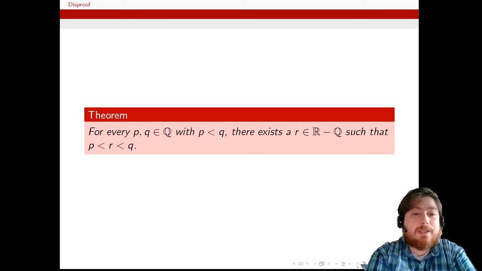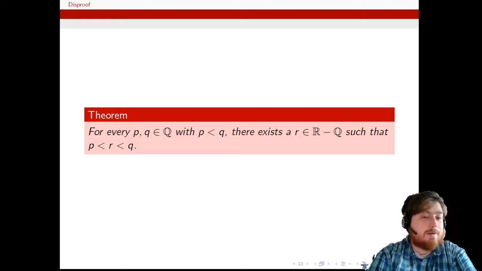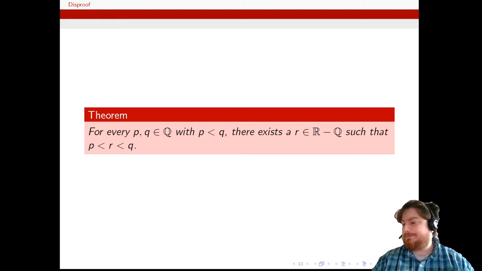Well, the idea is that I have to pick any two arbitrary rationals. I can't say something like 0 and 1 and find an irrational between them. I have to say P and Q are just rational numbers. I then have to find an R which is strictly larger than P and strictly less than Q. All right, so how are we going to do that? Any ideas?